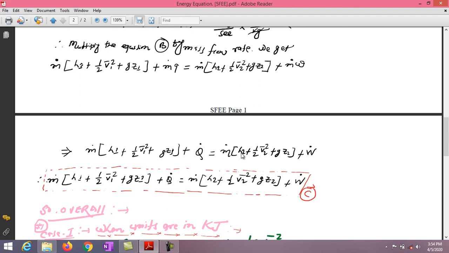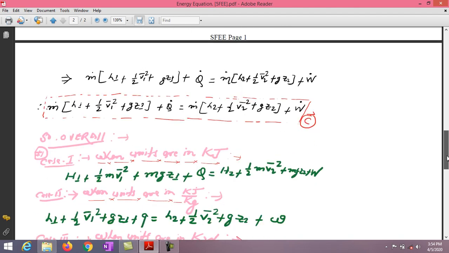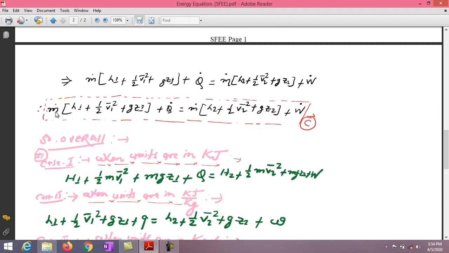This is equal to m dot into h2 plus half u square plus gz2 plus, once again, capital W dot. This capital W dot is equal to m dot into a small w. So this is the third equation: m dot into h1 plus half u square plus gz1 plus capital Q dot is equal to m dot into h2 plus half u square plus gz2 plus capital W dot. Only difference is that the unit of all these terms is in kilowatt.